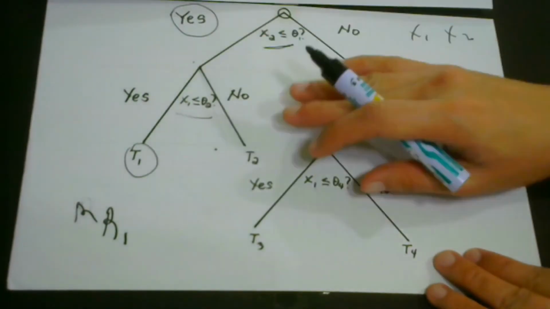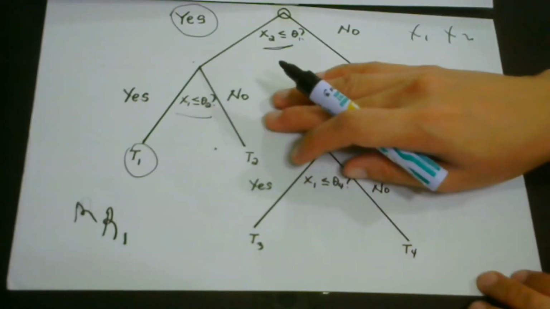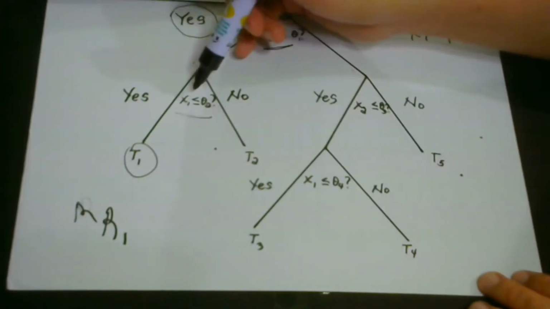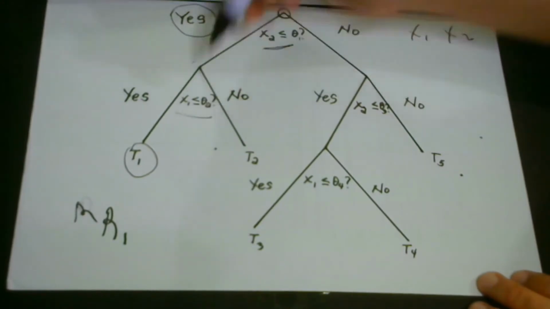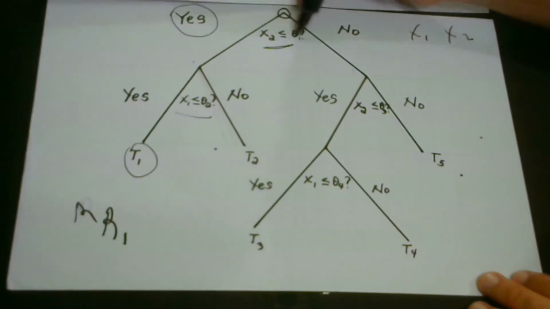And of course, if our answer is no, that means it corresponds to the region where x1 is greater than theta 2 and x2 is equal to or less than theta 1.